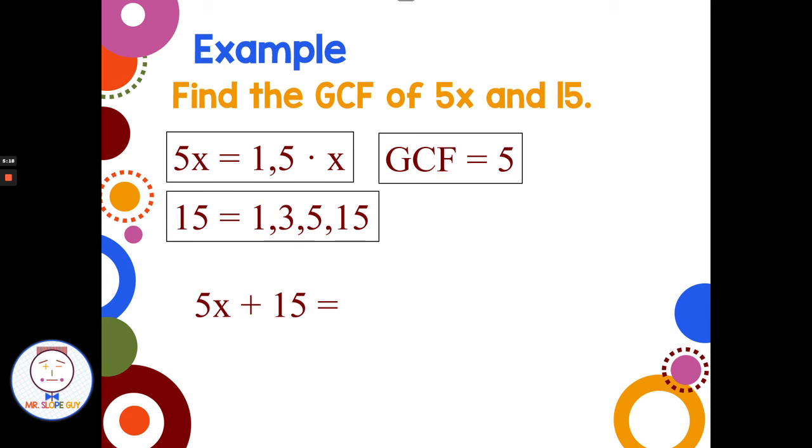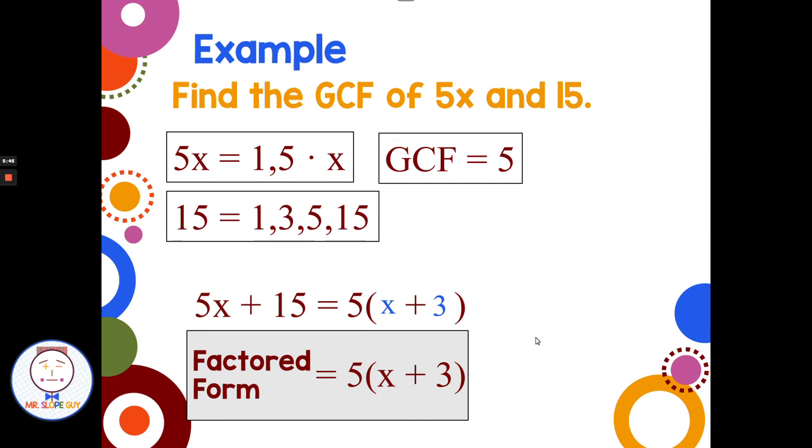And if we pull out the GCF of 5 and pretend for a minute we have a distributive property problem, we're really saying 5 times what number would give me 5x? X. 5 times what number would give me 15? 3. So we're taking an addition problem and changing it to look like a distributive property problem, and we can always double check and make sure that it works by using the distributive property.